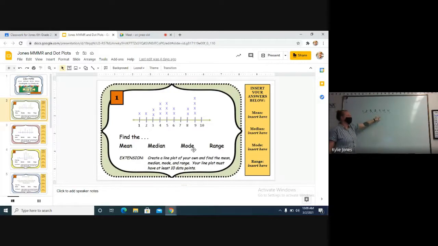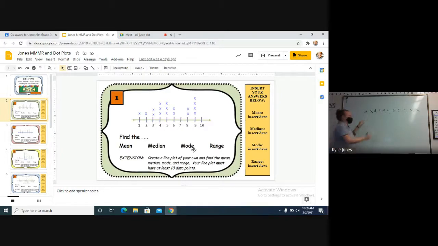What about 5? How many 5s are there? There's 3 X's on 5, so that means that there are 3 5s. What about 6? How many X's are on the 6? 2. So how many 6s will I write? 2. Okay, what about 7? 0. There's no X's on 7, so we do not use the number 7 in our data set. You don't put a 7.